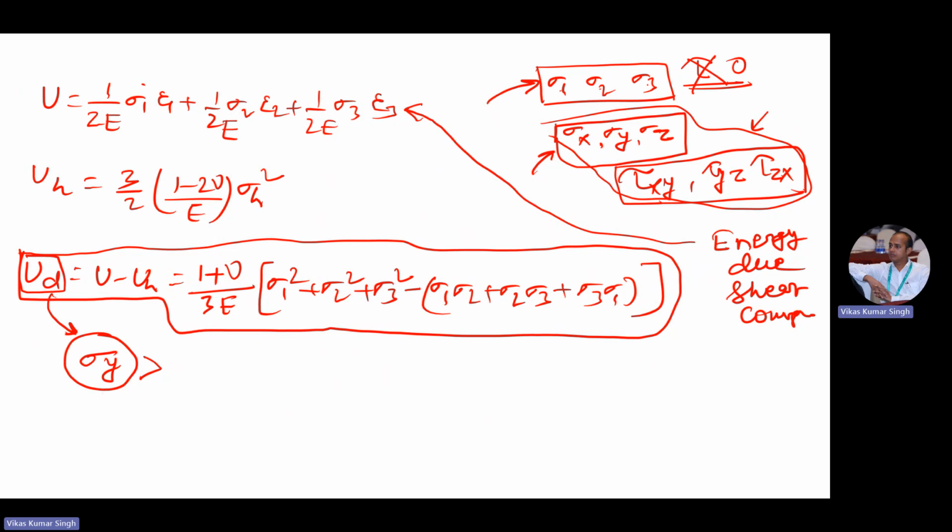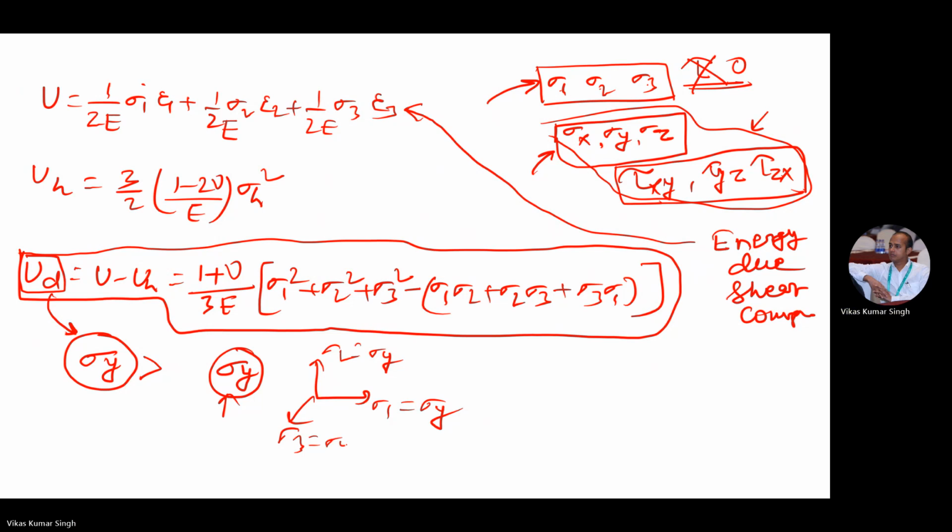So suppose sigma y is the yield point, and this yielding in all directions, 1, 2, 3, sigma 1, sigma 2, and sigma 3, is going to be equal to sigma y. So the material is going to deform now, because this is the limit. Once you put sigma y at every point, what is going to happen? This will give the limit for distortion, meaning the material is going to fail.